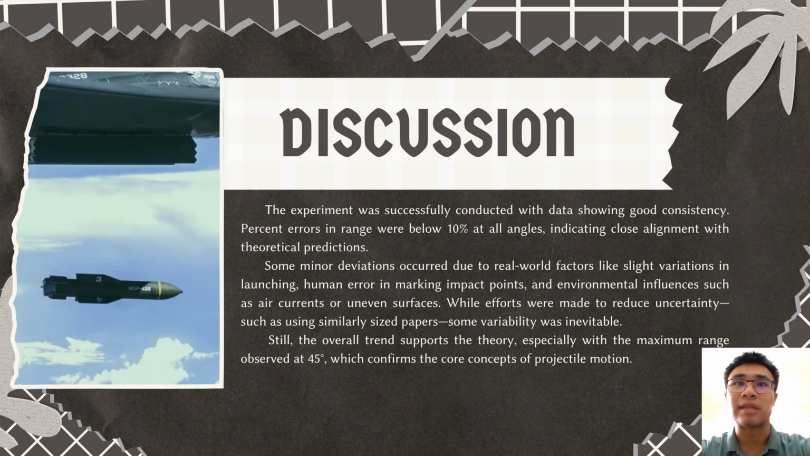Now we look at the discussion of this project. The experiment was successfully conducted with data which show a good consistency. The percent errors in range were below 10% at all angles, which indicate close alignment with the theoretical predictions. Some minor deviation occur due to real-world factors like slight variation in nudging, human error in marking impact point, and other environmental influence such as air currents or uneven surface.